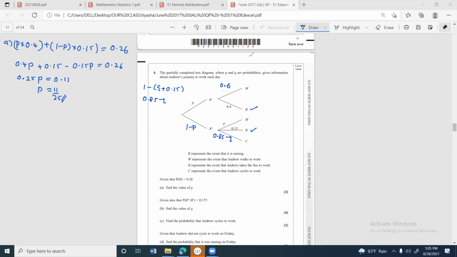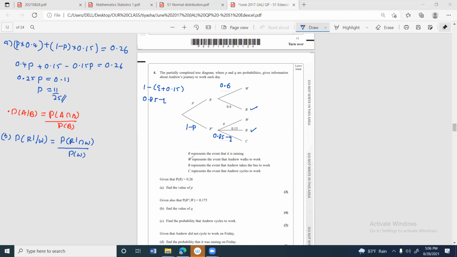For that, the theory we need is: probability of A given B is the probability of A intersection B divided by the probability of B. This is the usual format for a given condition. Here the fact B given is R dash, not R, given W. Now you may be confused about what R dash means. That means probability of R dash intersection W divided by probability of W.